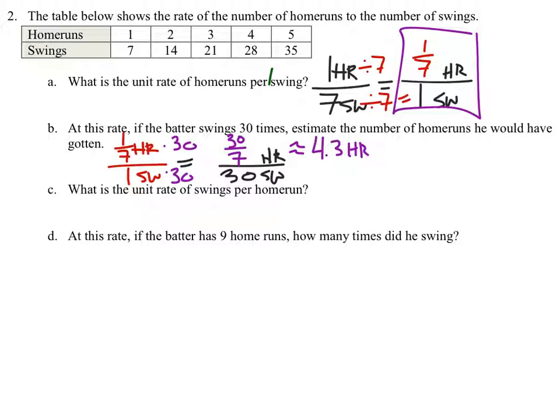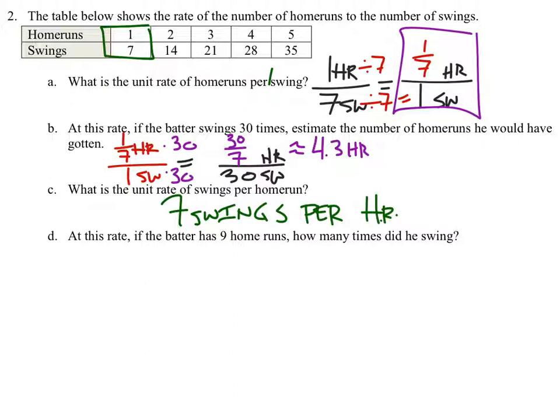What is the unit rate of swings per home run? Well, it told us 1 home run takes 7 swings, so 7 swings for every 1 home run. At this rate, if the batter has 9 home runs, how many swings would they get?